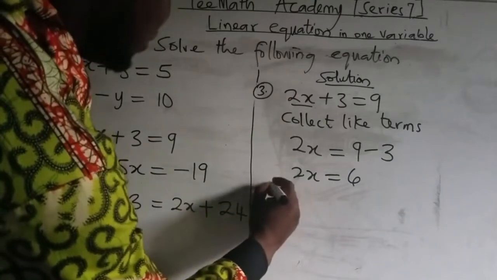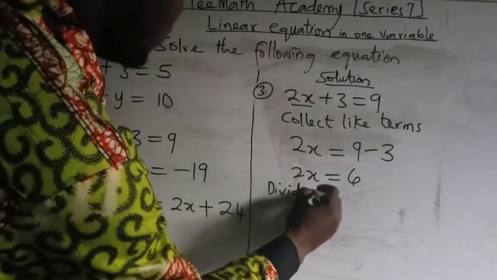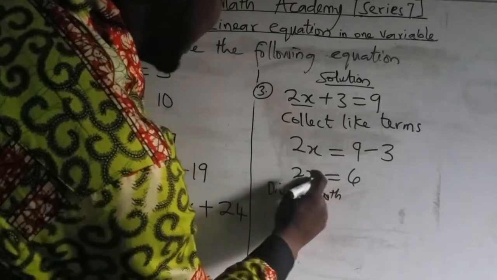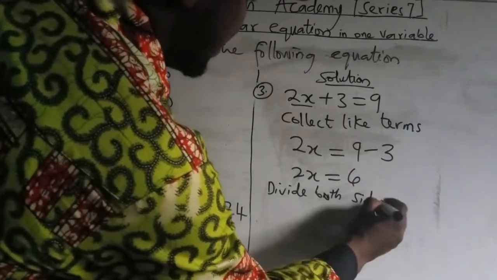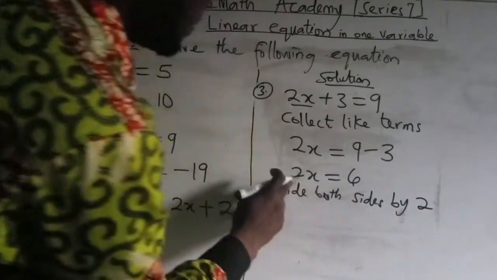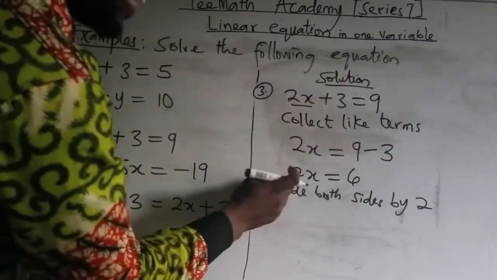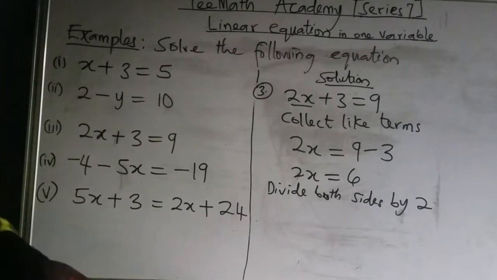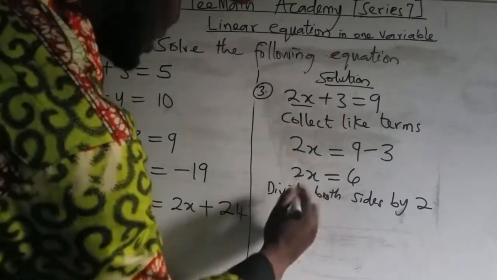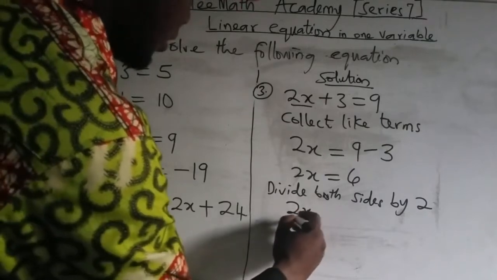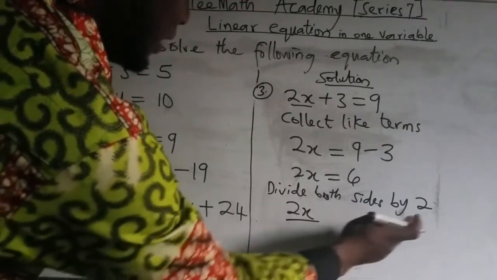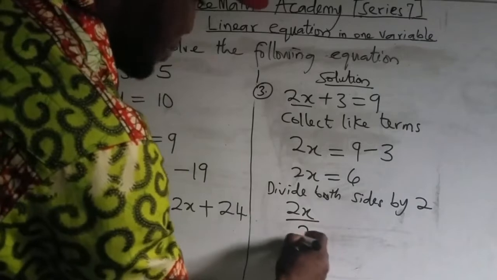Okay, so that means we divide both sides by 2, this side and this side. If this place is 5x, you divide both sides by 5. Any number that is standing with that letter is what you use to divide both sides. Now, where are the sides? This is one side, 2x over 2, and this other side, 6 divided by 2.